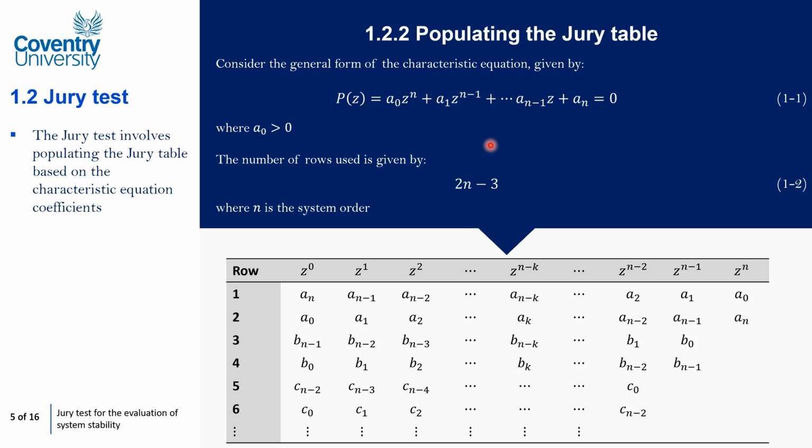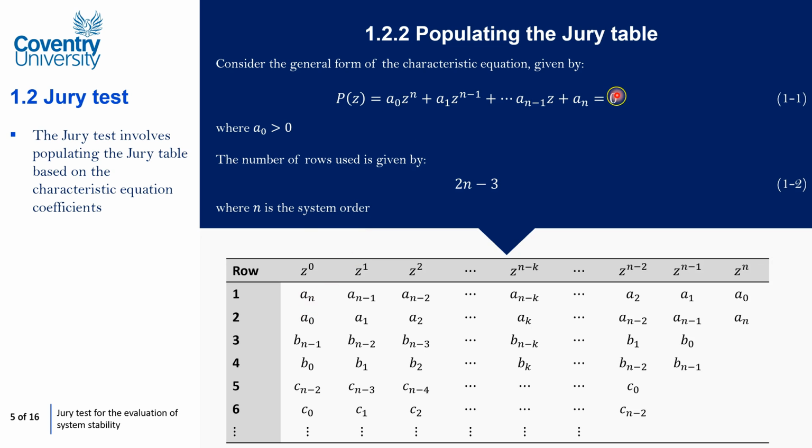So the Jury test involves populating a table that looks something like this, and it's based on the characteristic equation coefficients. Here we've got a characteristic equation, and you see it's equal to 0. Effectively, it's the denominator of the closed loop transfer function set equal to 0. Here we've just got a general form where an is greater than 0. You could populate an example characteristic equation here, say a0 z to the 4, where n equals 4, with n being the order of the system.